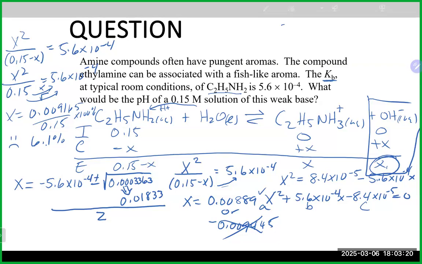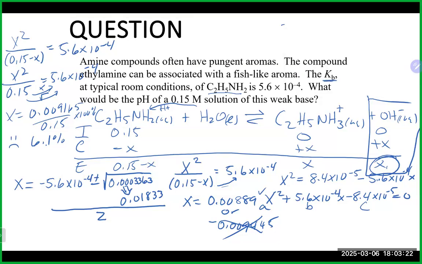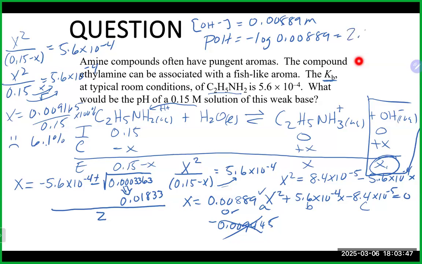We go into, remember, our pOH, because our hydroxide concentration equals 0.00889. The pOH here is going to be minus the log of that. That gets us a 2.05 as our pOH.